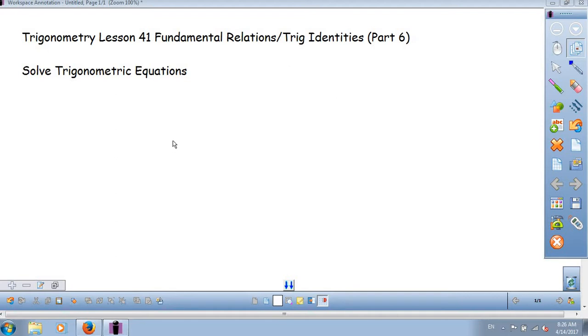We're continuing our lessons in trigonometry. We're almost halfway through our trigonometry lessons. There's lots of lessons that we have covered so far. Today we're moving on to the next topic called solving trigonometry equations.